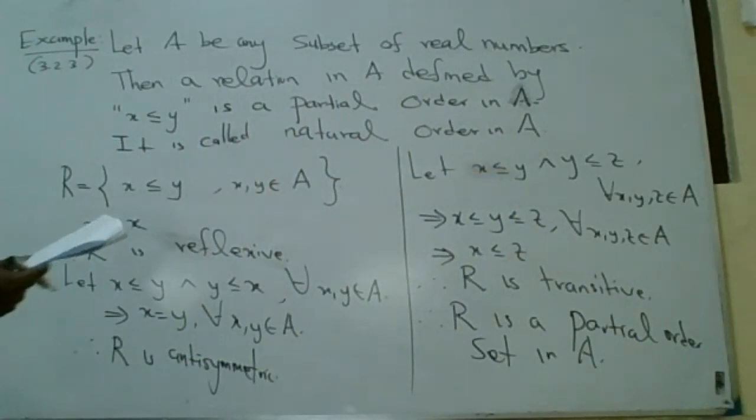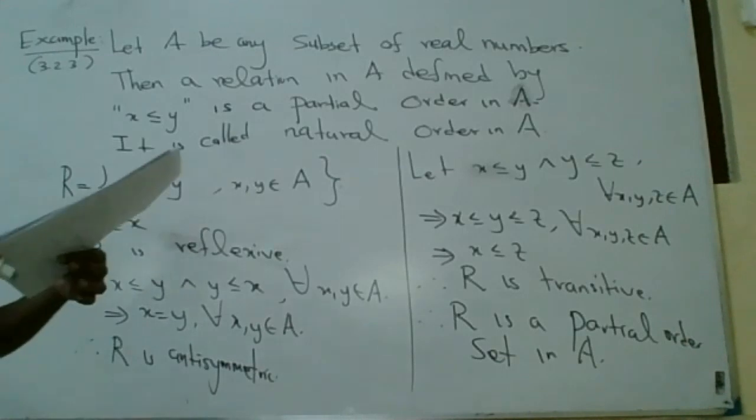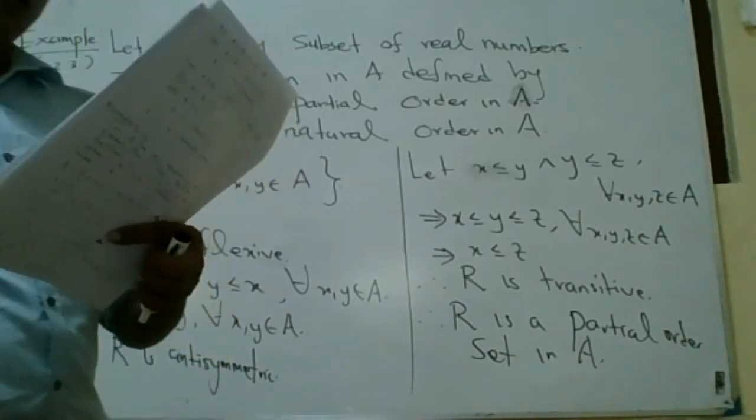Right. Next, we do another example. That example question is also one of the partial order sets. Right.